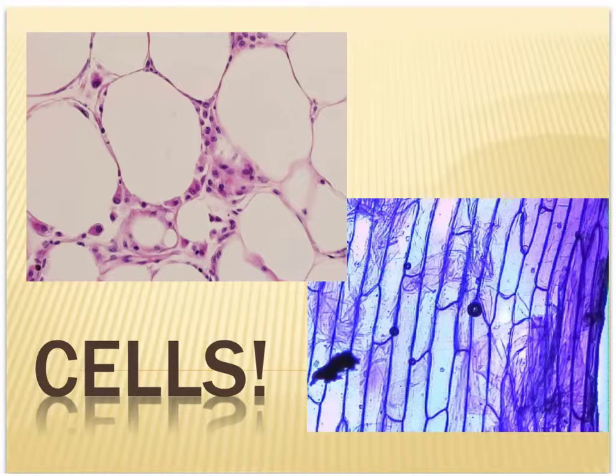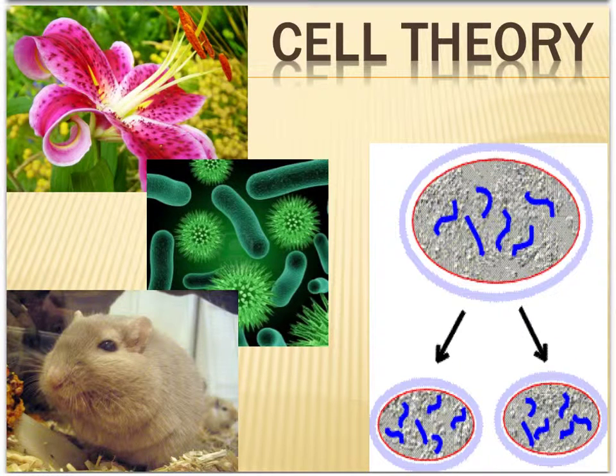Cells are super important in biology. They are in every single living thing, and in fact that is the first part of the cell theory. The cell theory is made up of three components.